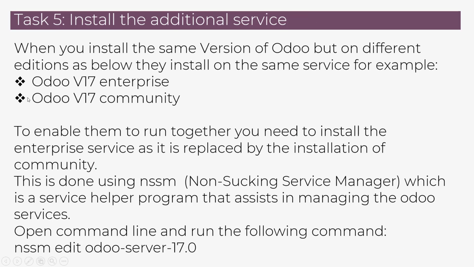Okay, so we want to install the additional service. So when you install the same version of Odoo but on different editions as below, they install on the same service. For example, Odoo version 17 Enterprise and Odoo version 17 Community. To enable them to run together, you need to install the Enterprise service as it is replaced by the installation of Community. This is done using NSSM, which stands for the Non-Sucking Service Manager, which is a service helper program that assists in managing the Odoo services. Open command line and run the following command.